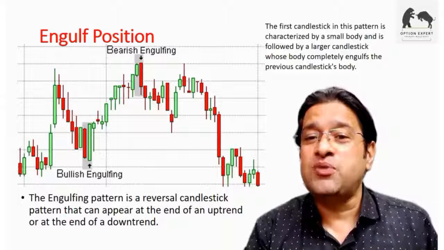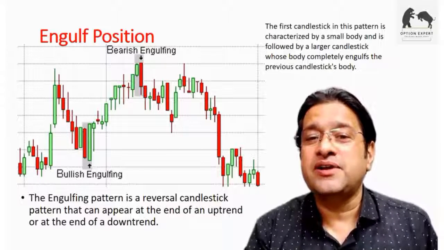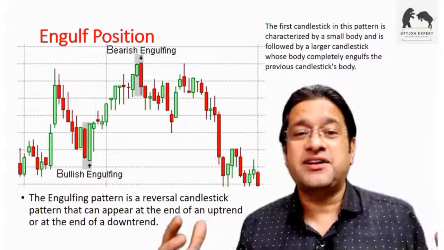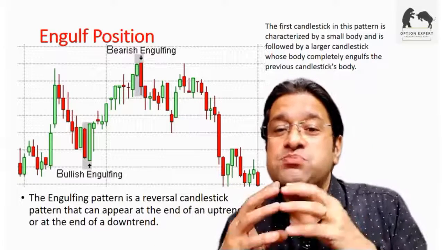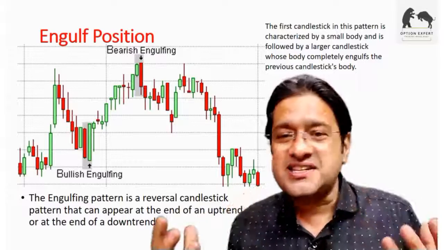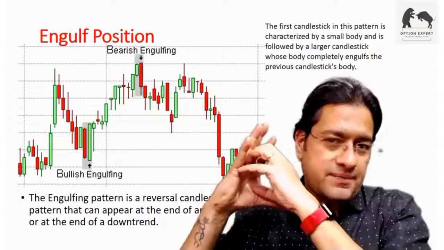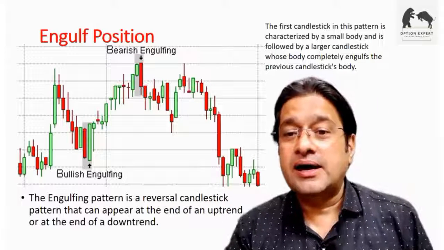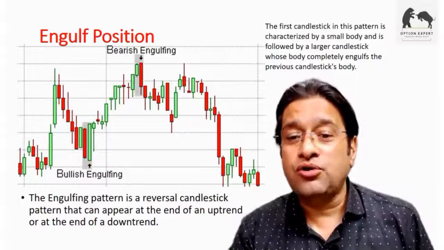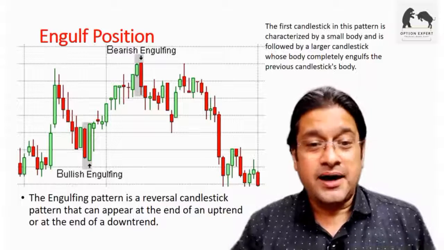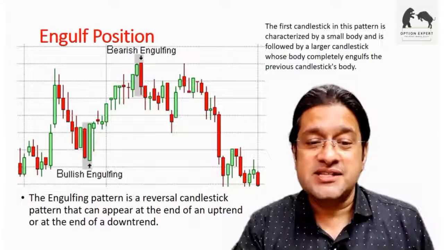The first candle in the pattern is characterized by a small body and is followed by a large candlestick whose body completely engulfs the previous candle body. This is what we were talking about. This is what you'll usually find. And then follow-up action again is important.